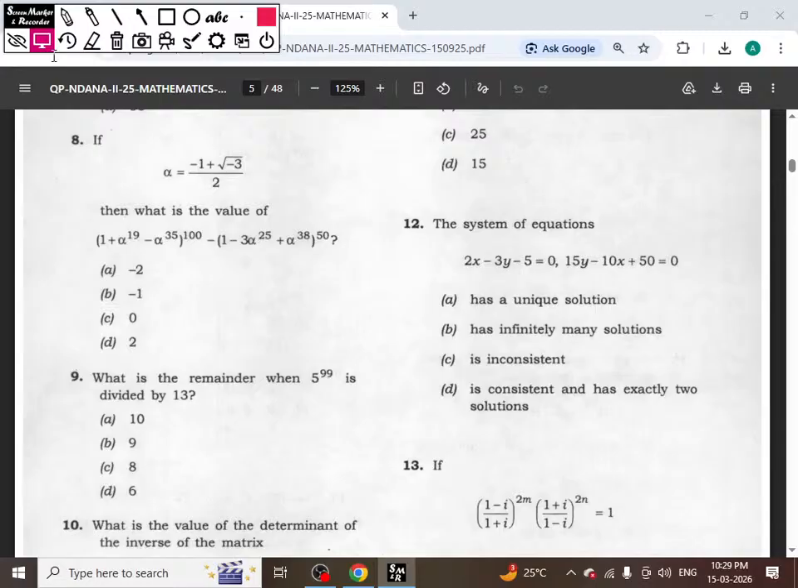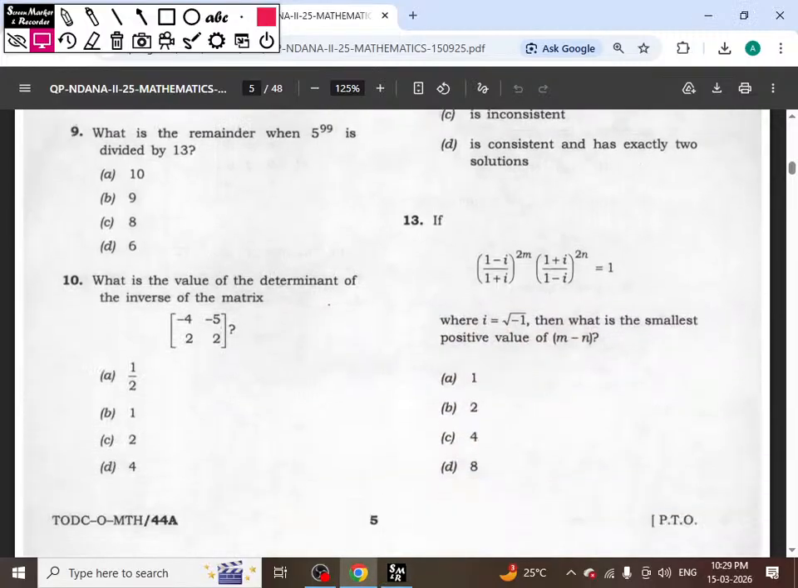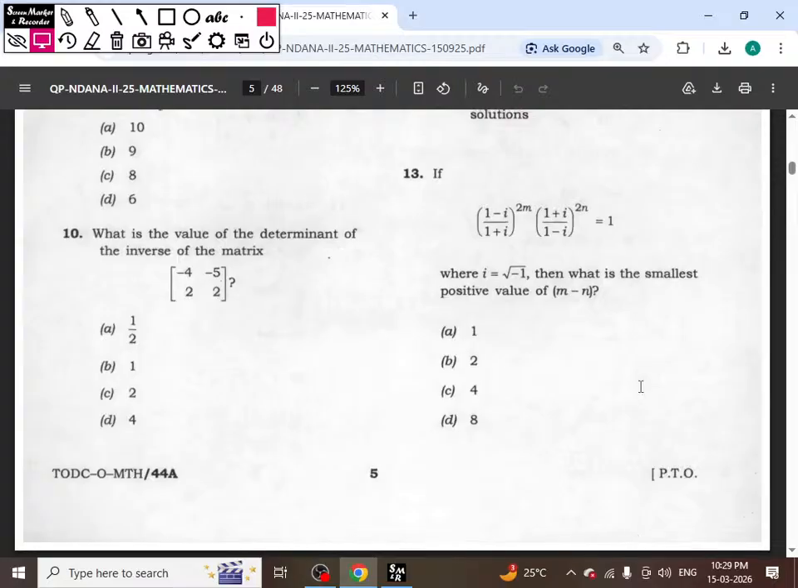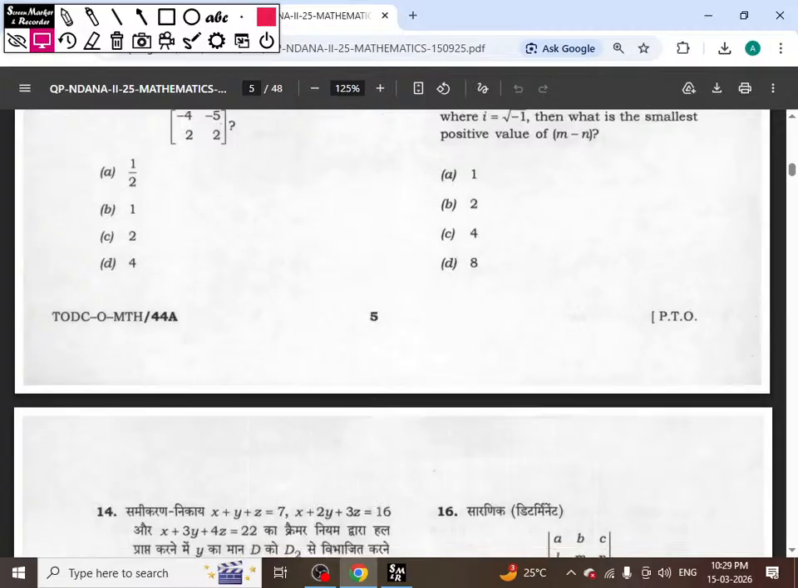Sorry, my pen nib is broken. We have already read this. If we rationalize it, then what will we have to do? I will tell you later on.